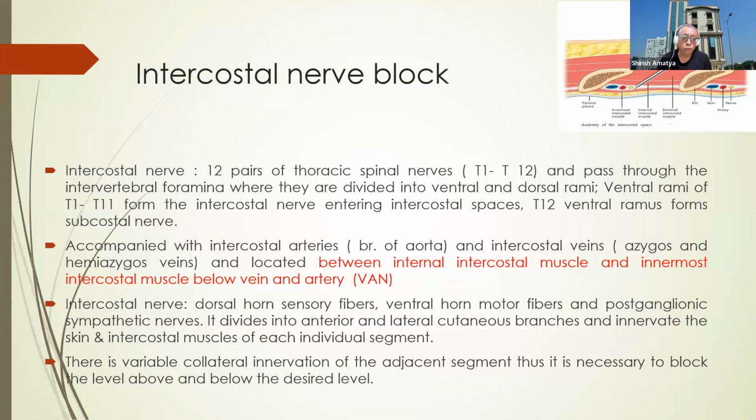Normally the intercostal nerve is a mixed nerve. It contains dorsal horn sensory fibers, it also contains ventral horn motor fibers and some element of post-ganglionic sympathetic nerve. And basically these intercostal nerves again divide, giving lateral cutaneous branches as well as anterior cutaneous branches.